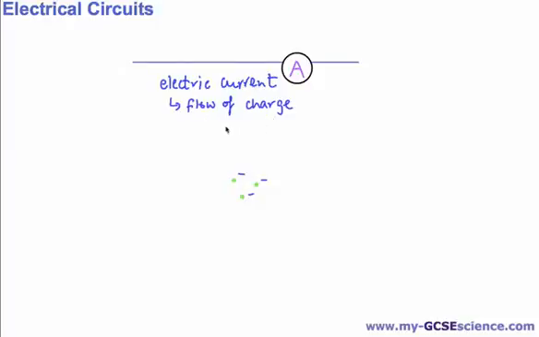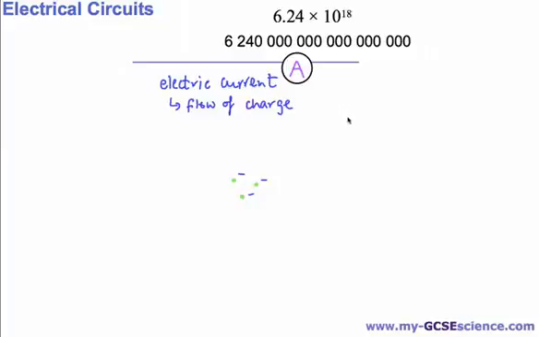Now the problem with measuring the flow of charge is each one of these electrons carries a very tiny charge, and it's difficult to measure the charge on each one of these alone. So what the ammeter does is it measures the charge on a whole bunch of these electrons, and the actual amount is 6.24 times 10 to the 18. This many electrons passing through the ammeter in a certain time is the amount of charge flowing through.